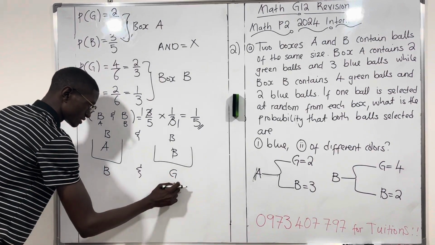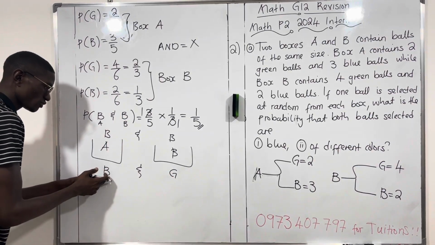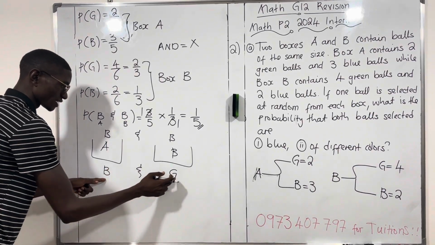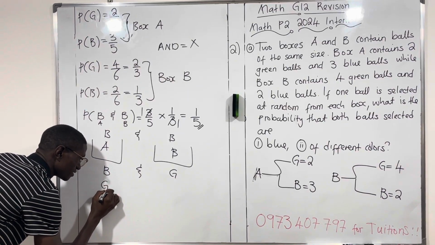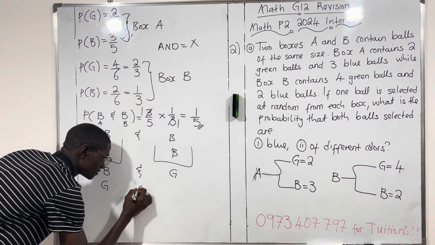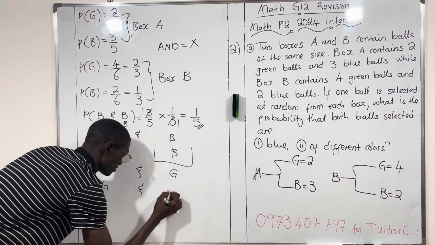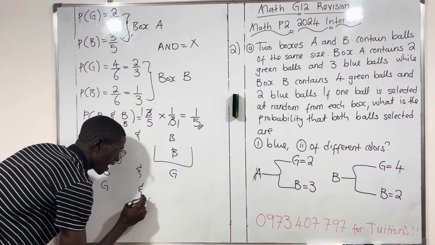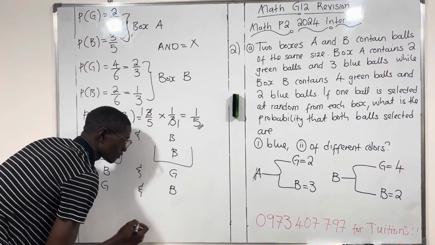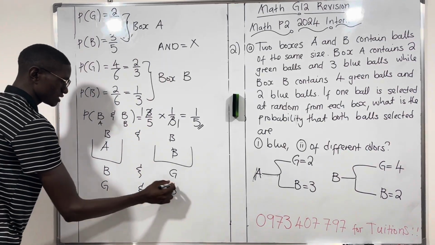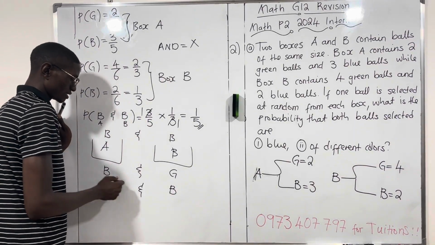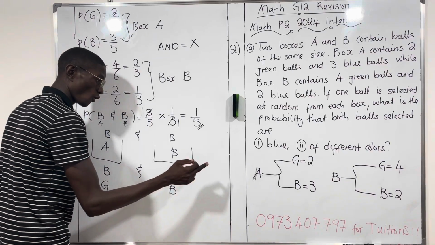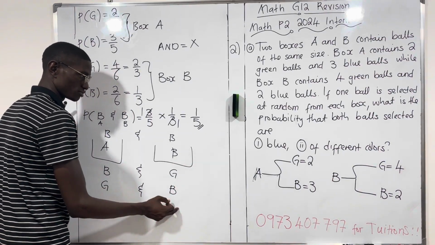So this is the first case. We select a blue from A and a green from B, or we select a green from A and a blue from box B. Now these probabilities are connected with the word or. First case, blue and then green, or green and blue.